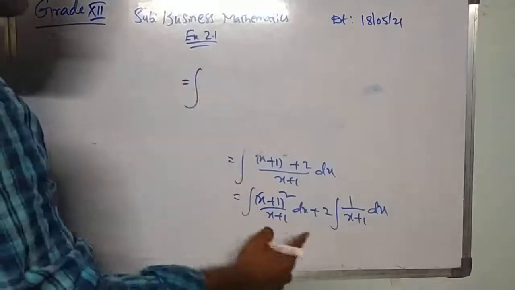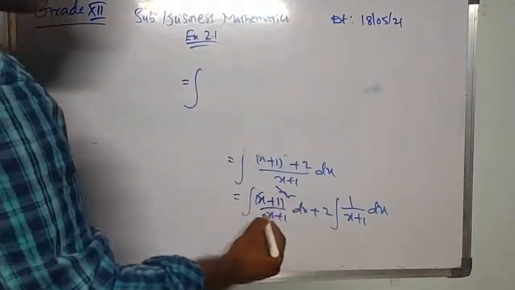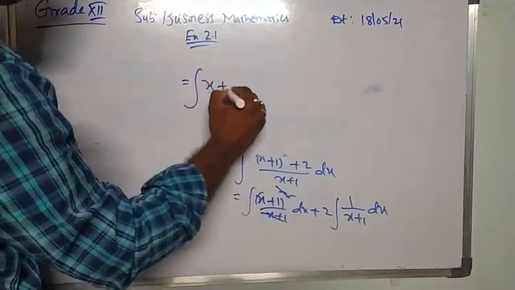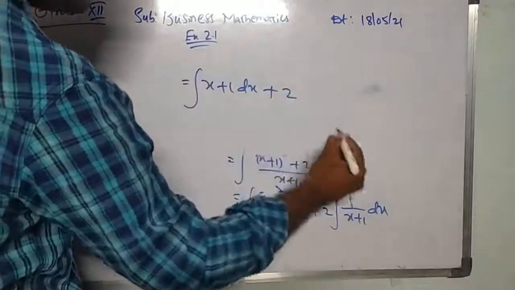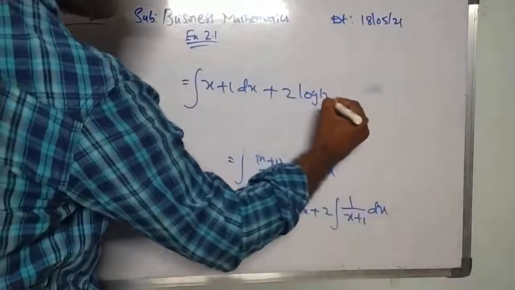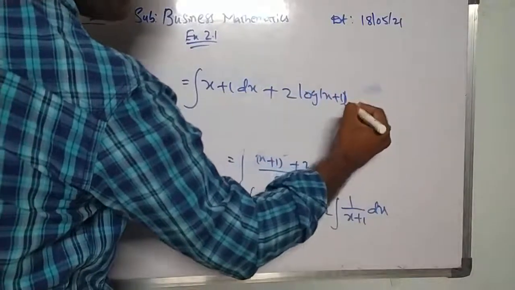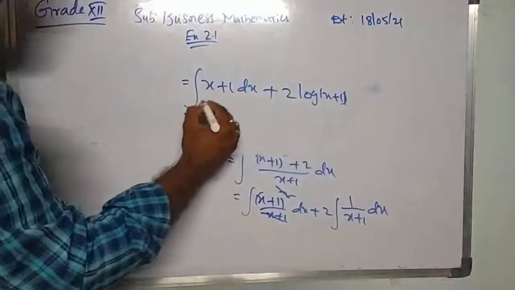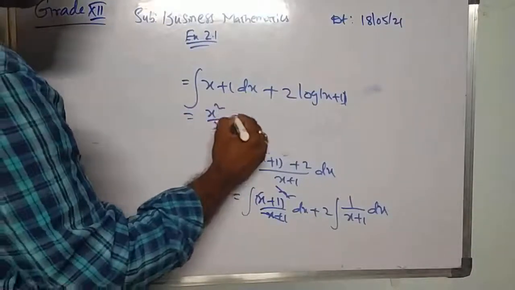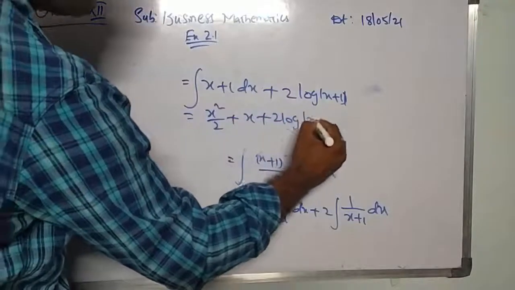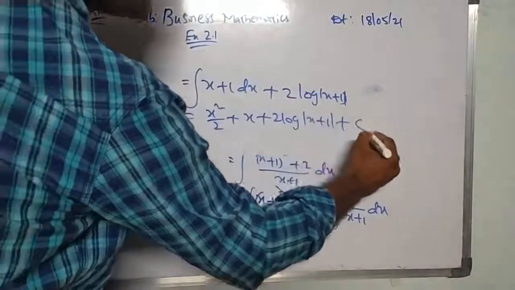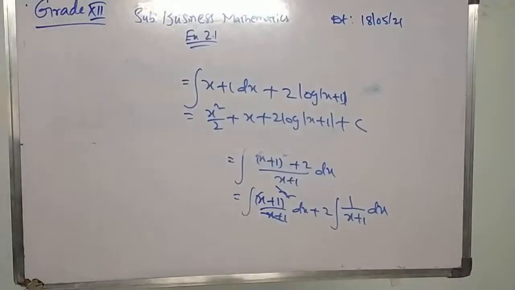So this square and this one get cancelled. What will be left here? x plus 1 dx plus 2 into log of x plus 1. So here the integral of x will be x square by 2, the integral of 1 is x, plus 2 into log of x plus 1 plus c. So this will be the final answer.